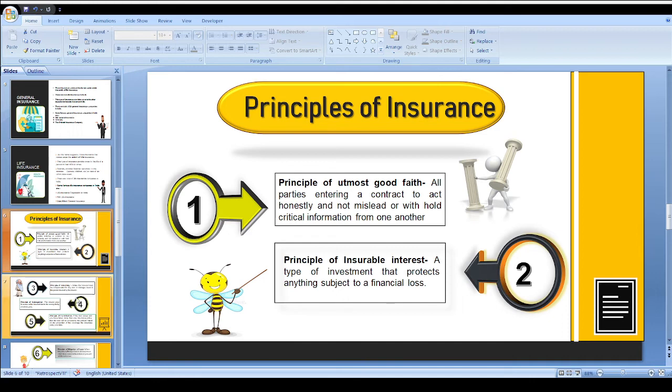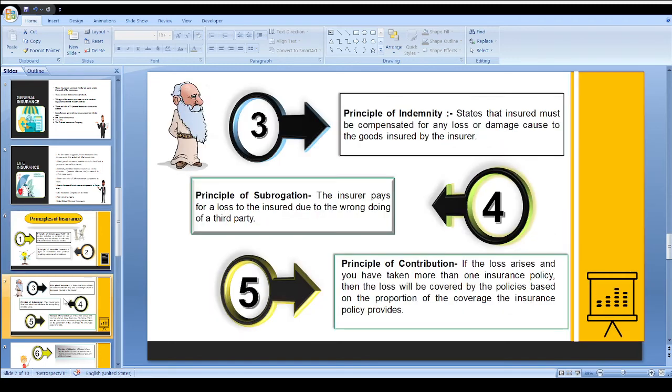Further, we are talking about the next principle, which is the principle of indemnity. What do you understand by indemnity? Indemnity means minimization of losses. It states that the insured must be compensated for any loss or damage caused to the insured goods by the insurer. It is not applicable in the case of life insurance, because once a person dies, you cannot make him alive. So this principle of indemnity is only applicable in the case of general insurance.